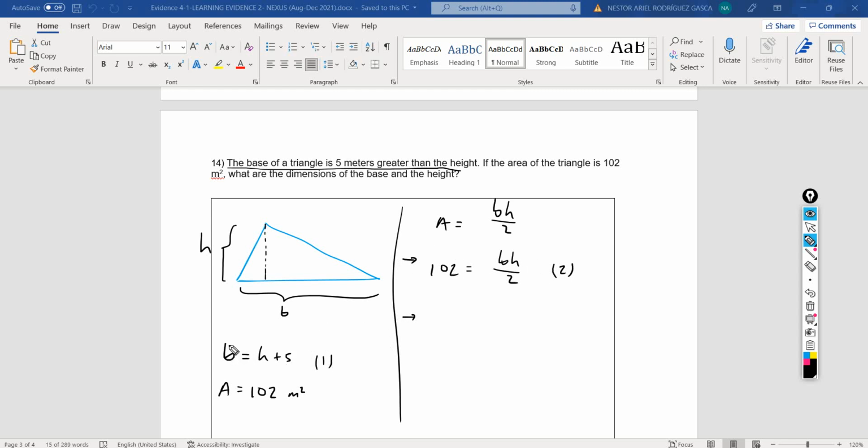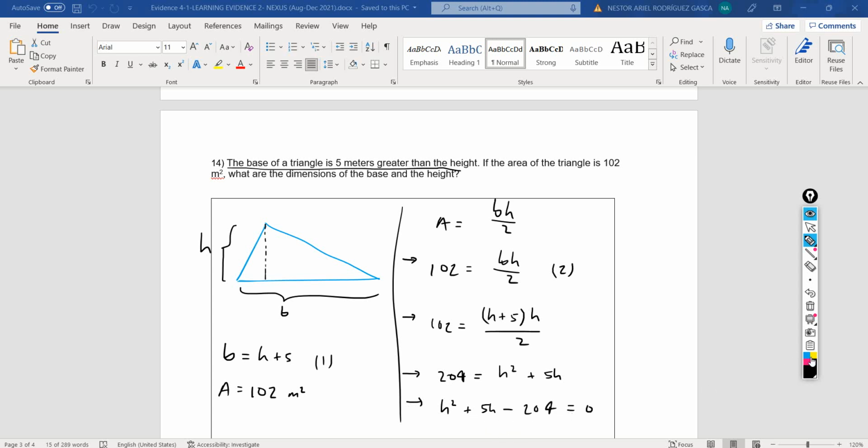In this case, once again, we already know that the base is equal to the height plus 5. So I'm going to make that substitution in here. And what you will get is this: 102 equals the base, which is H plus 5, times H over 2. We continue. I multiply both sides by 2. You get 204 equals, I multiply these two factors and you get h squared plus 5h. I put this quadratic equation in standard form, which is h squared plus 5h minus 204 equals 0.